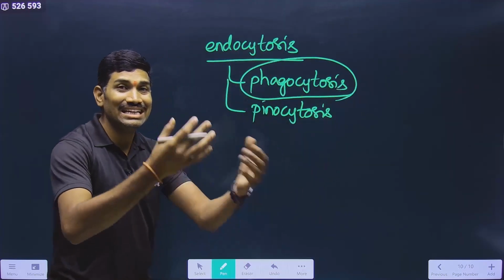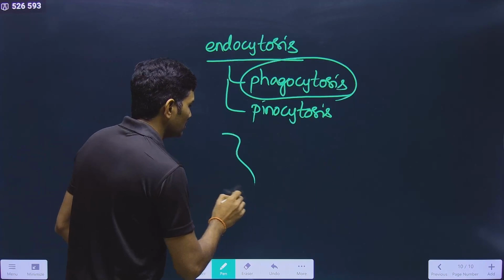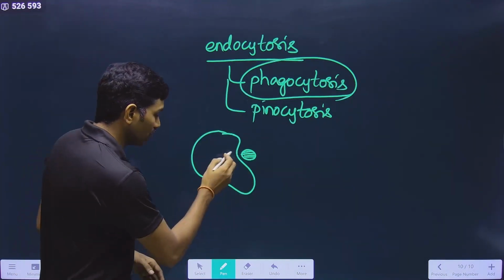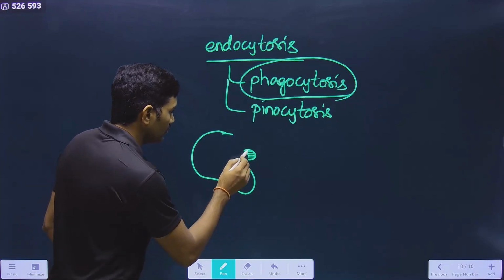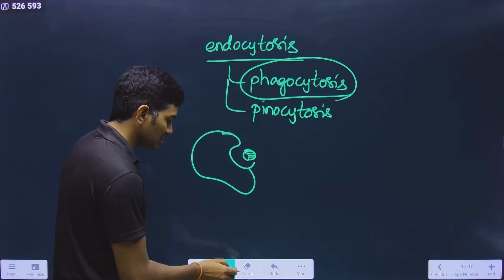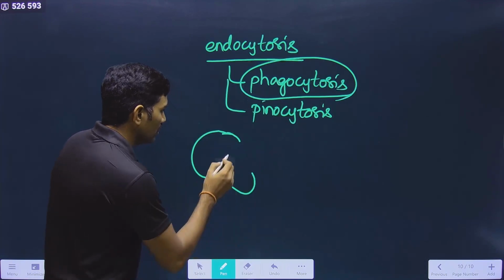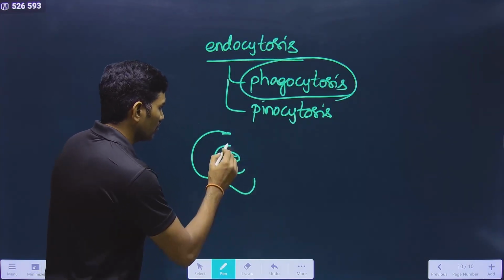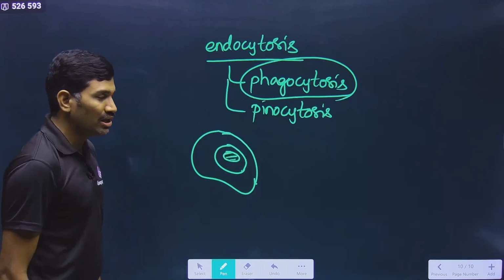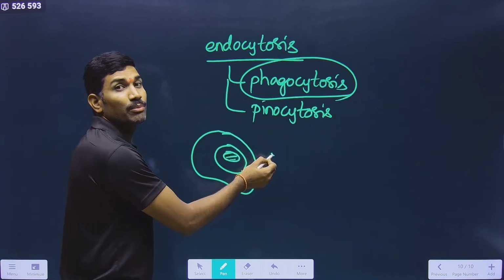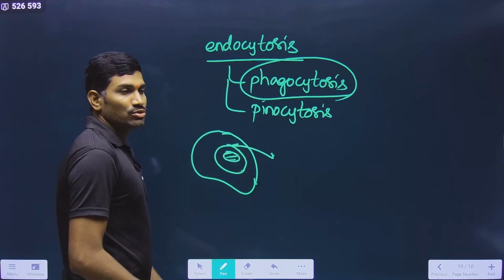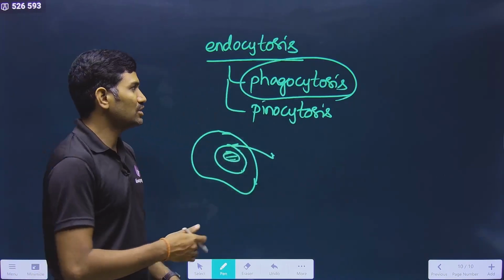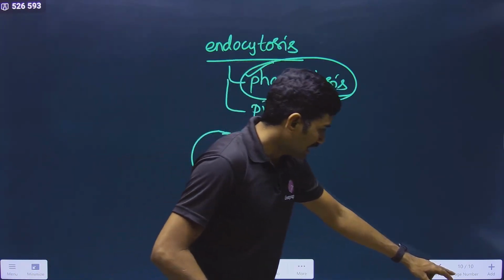Phagocytosis is called cell eating. Suppose this is a cell and this is a food material or a pathogen. Now what will happen here? The cell will form a loop around this, and finally the food material comes in like this and is enclosed. Yes or no? In this way a solid food or pathogen is taken into the cell, and that is called phagocytosis.